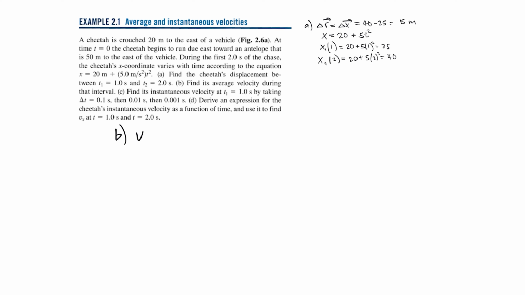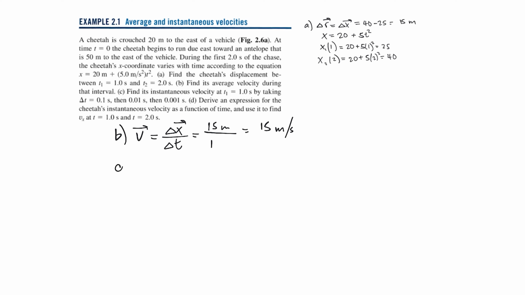We know that the average velocity is simply delta x divided by delta t. So our delta x we just found to be 15 meters divided by the seconds. So the number of seconds that was from 2 to 1, so that's just 1 second. And that equals 15 meters per second.